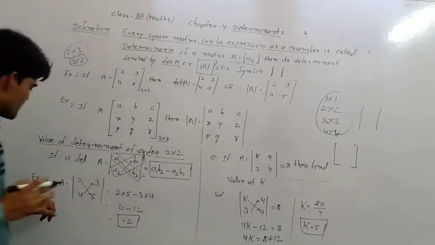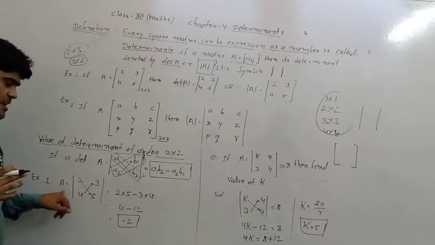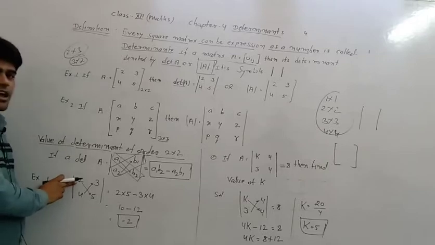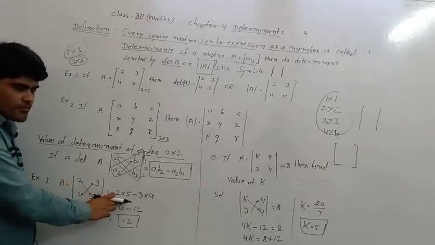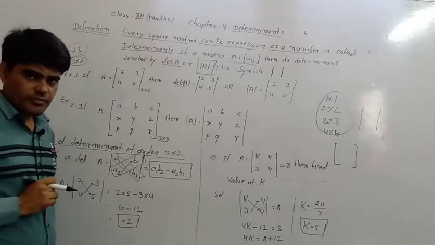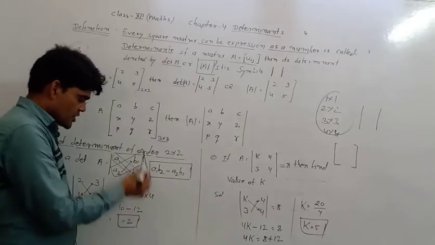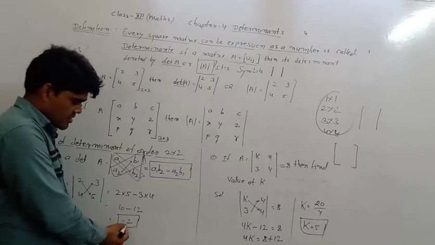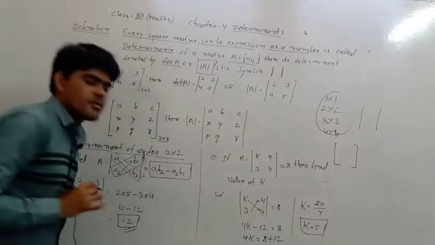Okay. Example, we are given A, a determinant, and we find its value. First we multiply the leading diagonal, the principal diagonal, 2 into 5, minus 4 into 12. Understand? Then we get 2 into 5, 10, minus 4 into 12, 10 minus 2, 12 equals minus 2. This is the value of the determinant.